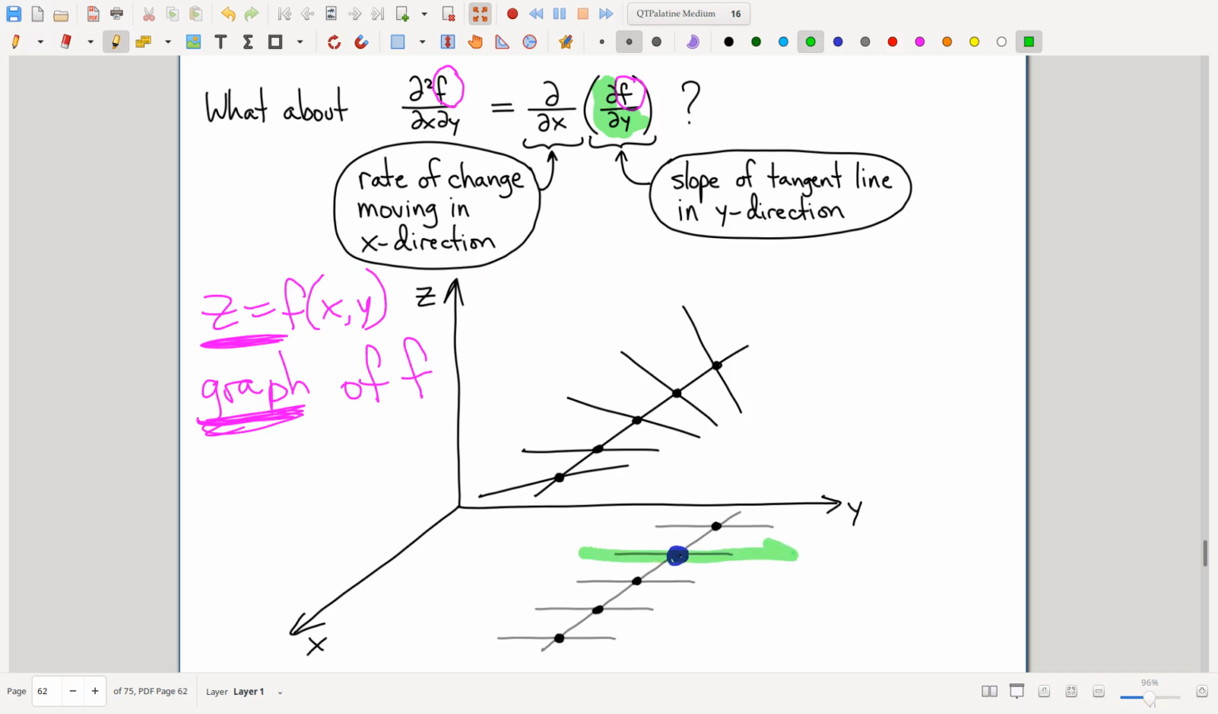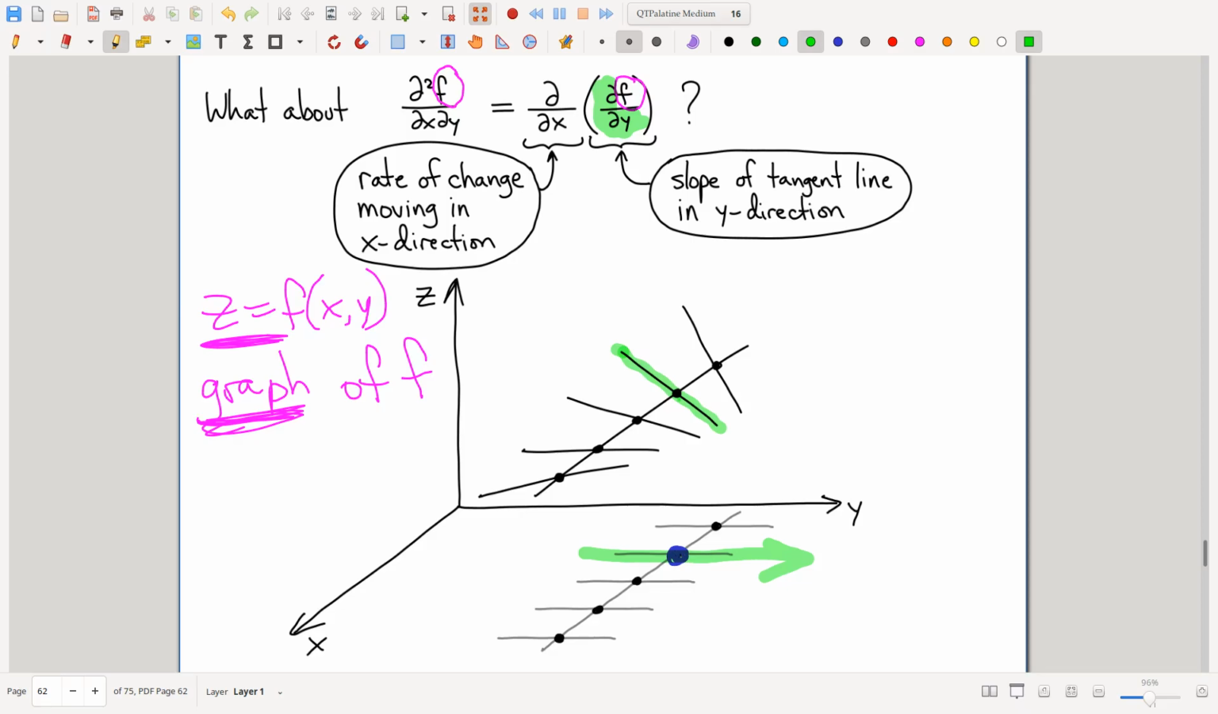Moving in the y direction. And again, there's some graph up here that I'm not going to draw because it just makes it more confusing. But whatever that surface is, it's going to have a cross section in that direction, and let's pretend that that's it. So, what is the y partial? This thing right here, that's the slope of that tangent line in the y direction.